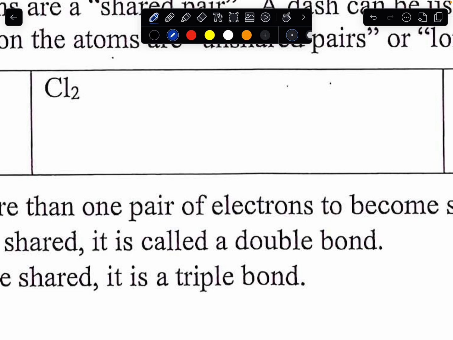So we look at our periodic table, and chlorine has 7 valence electrons. It's a halogen, and it has 7 valence electrons. We have 2 of them, which means I have 14 valence electrons. I'm going to partner them up because we have learned in Unit 3 that electrons are always in pairs. We're going to say that 14 divided by 2 is 7 bonding pairs.